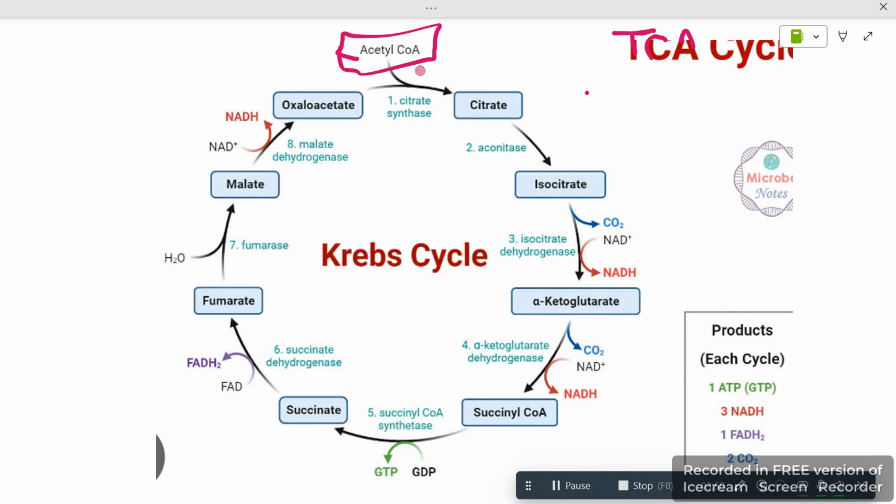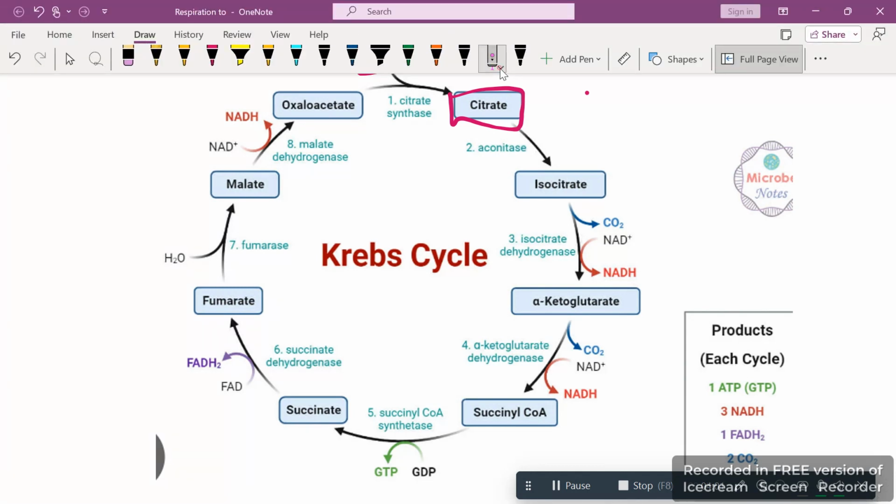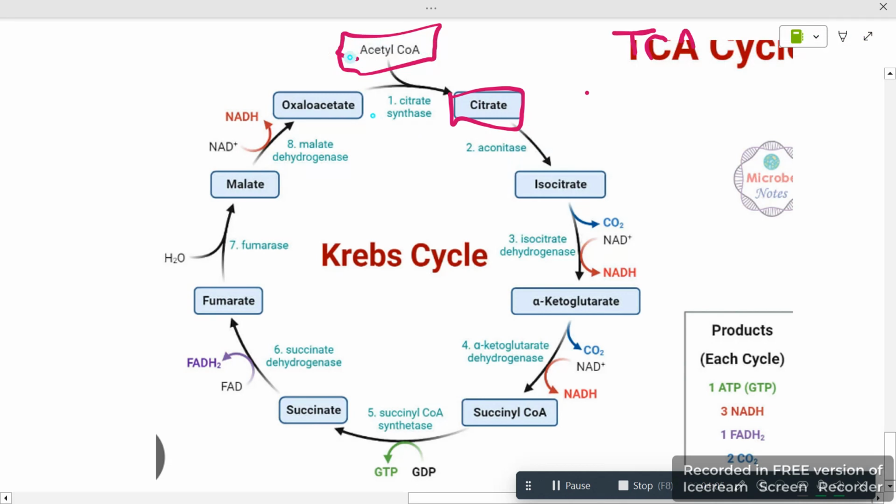The first product it forms is known as citrate. I've just changed the pen. So the first product is acetyl CoA, which will go into citrate. Citrate here is the first product. That is why we call this cycle the citric acid, citrate, or citric acid cycle. And the enzyme used here is known as citrate synthase.